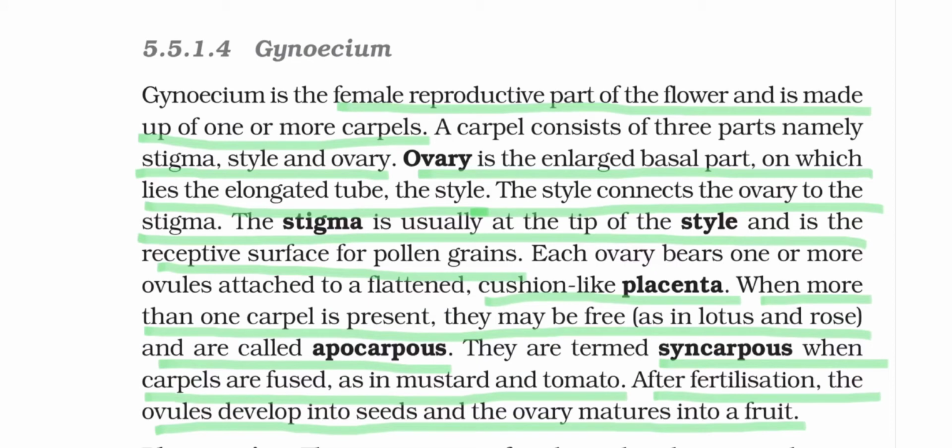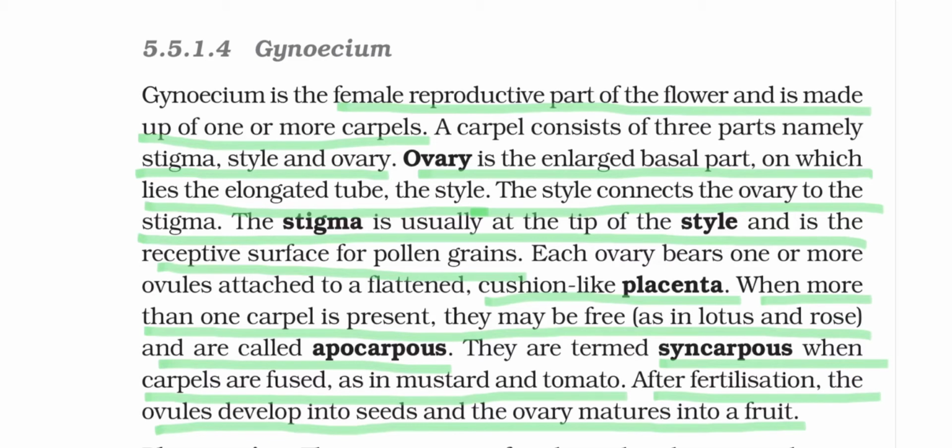Now let us discuss another important reproductive part in a flower, that is gynoecium. Gynoecium is the female reproductive part of the flower, and it is made up of one or more carpels. Carpels are the unit of gynoecium. One more name is there, that is pistil. So either you call it pistil or carpel, it is one and the same thing.